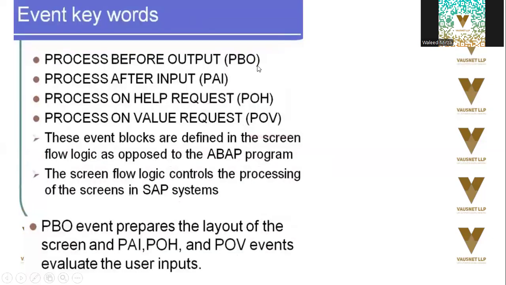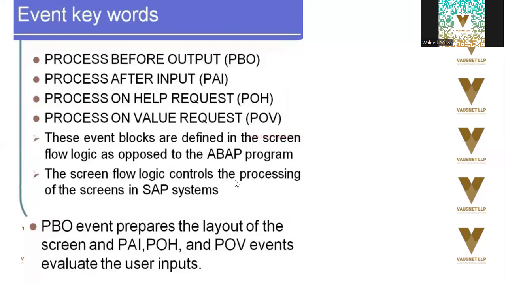Screen events. Process before output. These are the keywords. Process after output, after input, process on help request, process on value request. These event blocks are defined in screen flow logic as opposed to ABAP program. In a screen flow, these basically are used for events like output, input, help request, value request. Okay. So these are basically helping for the screens.